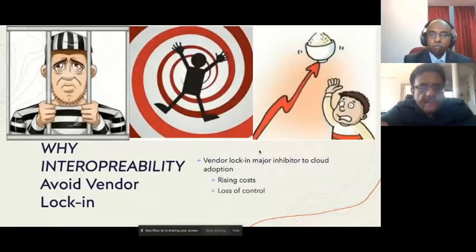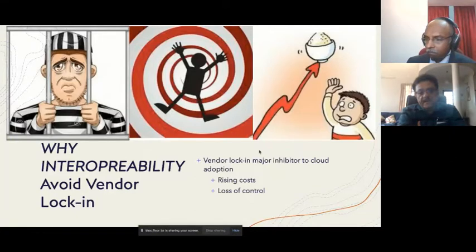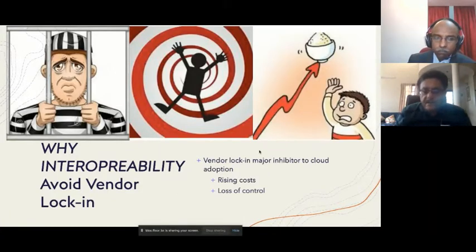So I think there are two major reasons why you need interoperability. One of them is to avoid vendor lock-in. Right now the clouds are proprietary with no standards, so once you start with one cloud, you pretty much have to work with that cloud vendor. That could result in rising costs and some loss of control. Surveys like the cloud study have shown that vendor lock-in is definitely one of the major concerns for people. So that is one thing.